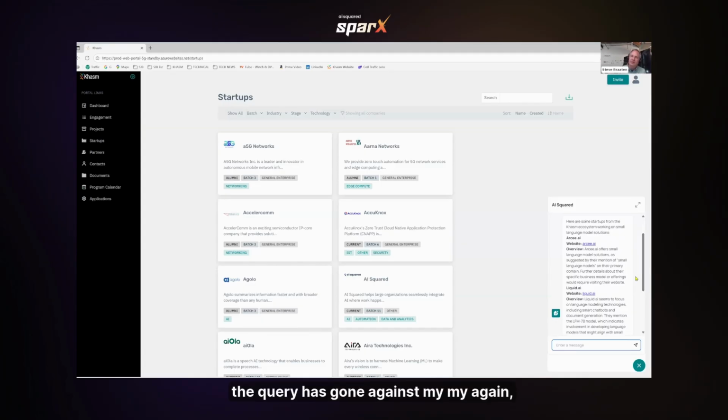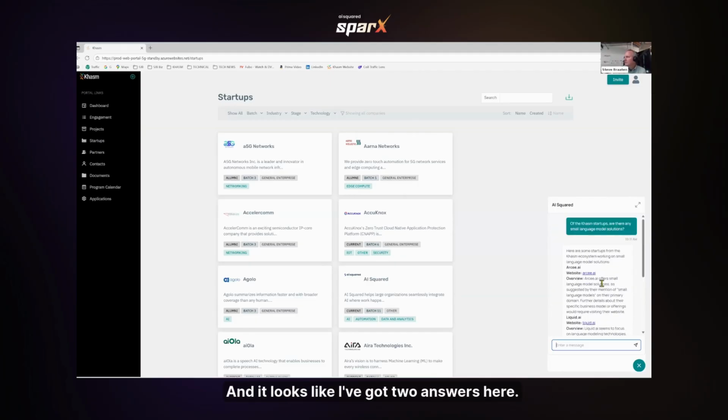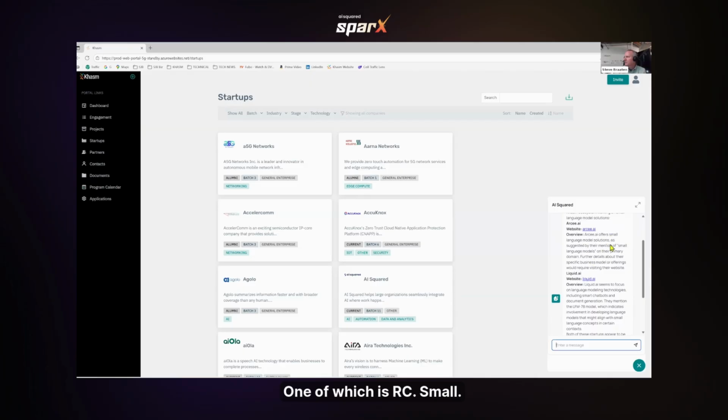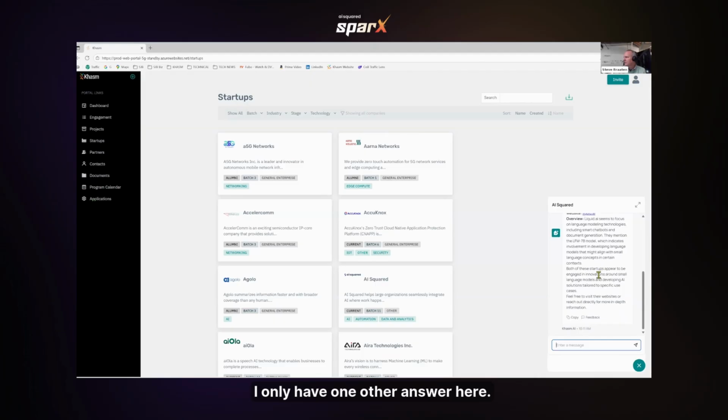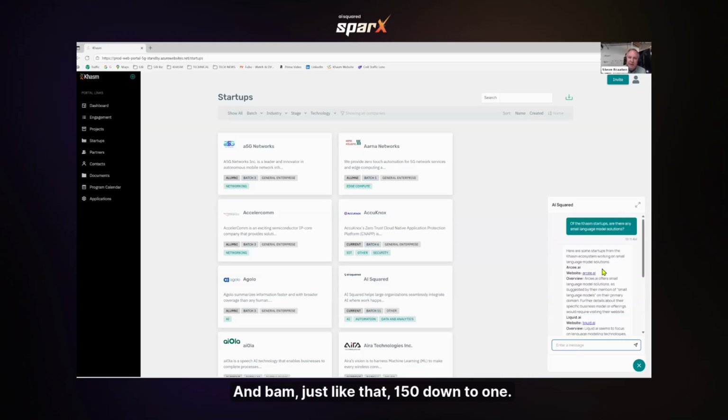the query has gone against my, again, this is my enterprise data. If I would have said what are the SLM solutions to Google or some other platform, I would have gotten how many answers. But this is very, very specific to my environment, and it looks like I've got two answers here. One is RC small. In fact, the first one is exactly what I'm looking for. I only have one other answer here, Liquid AI, which is a great solution, but it's not exactly what I'm looking for. And bam, just like that, 150 down to 1.